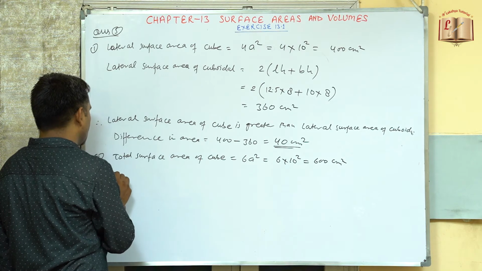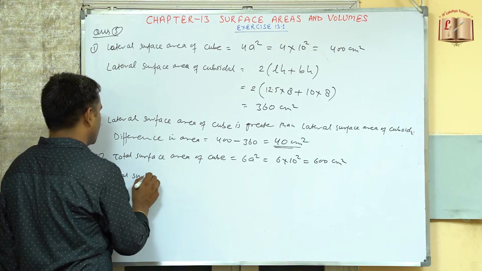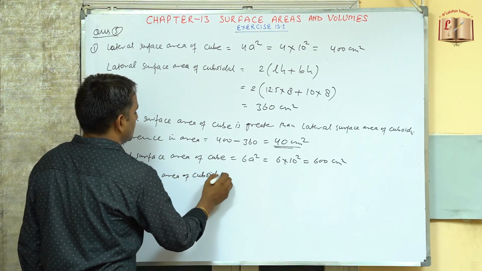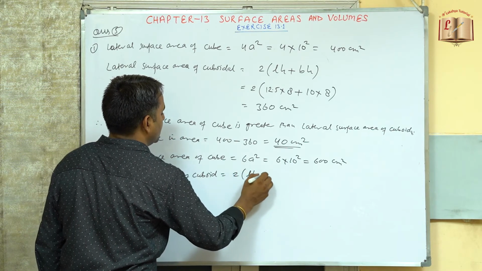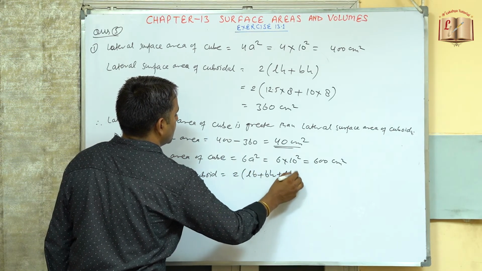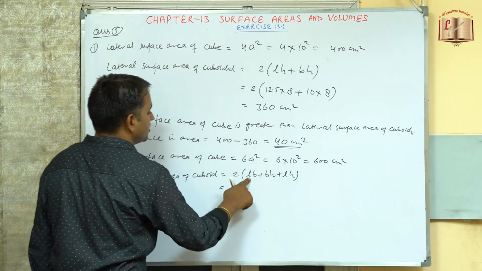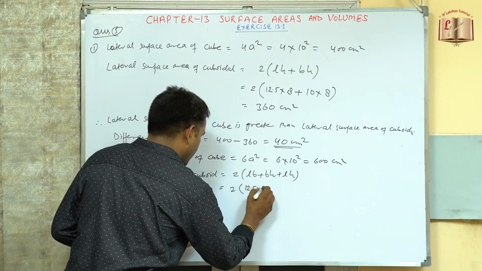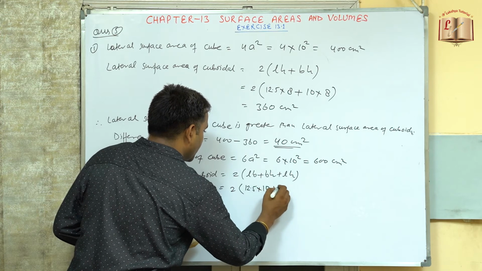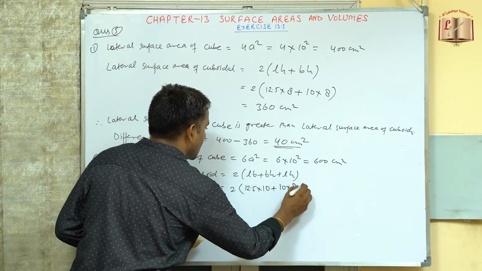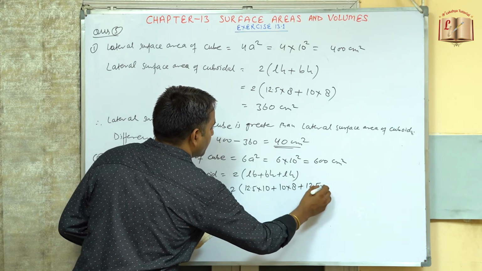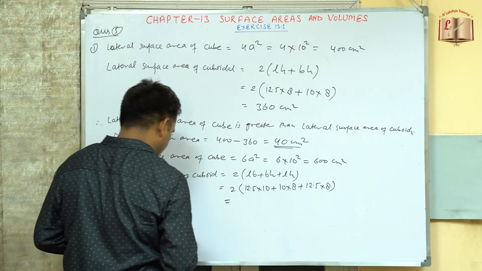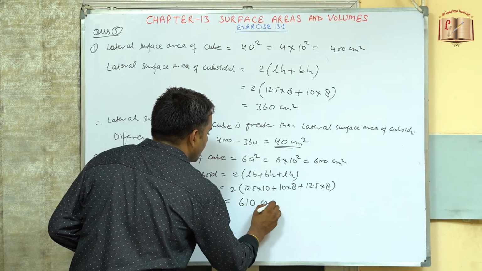Now similarly the total surface area of the cuboid will be 2 times (LB plus BH plus LH). So this will be equal to 2 times, length is given to us as 12.5, into width 10, plus width 10 into height 8, plus length 12.5 into height 8. So on calculation we got this will be equal to 610 centimeter square.